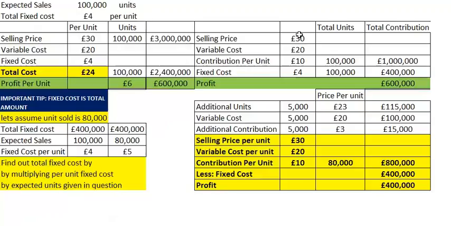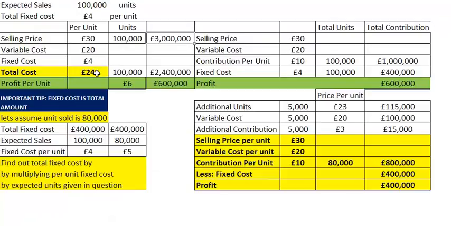Our selling price is 30 pound. Number of units are 100,000. When you multiply 30 pound per unit by 100,000 unit, you get 3 million of sales revenue. Variable cost is 20 pound per unit. Fixed cost is 4 pound per unit. Total cost is 24 pound per unit. Variable cost plus fixed cost, 20 pound plus 4 pound is 24 pound.